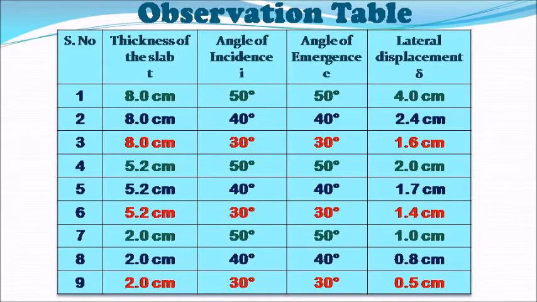Here we have tabulated our 9 observations in the sequence of decreasing thickness of the glass slab. From this observation table, you may conclude that for a given thickness with a decreasing angle of incidence, the lateral displacement decreases. And for a given angle of incidence, as the thickness of the glass slab decreases, the lateral displacement also decreases.